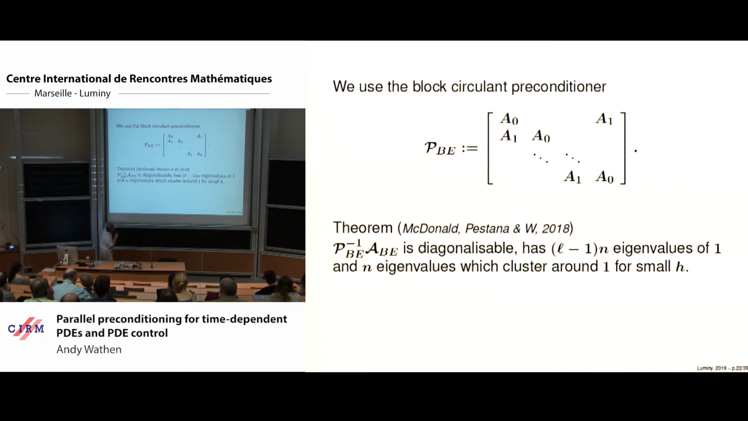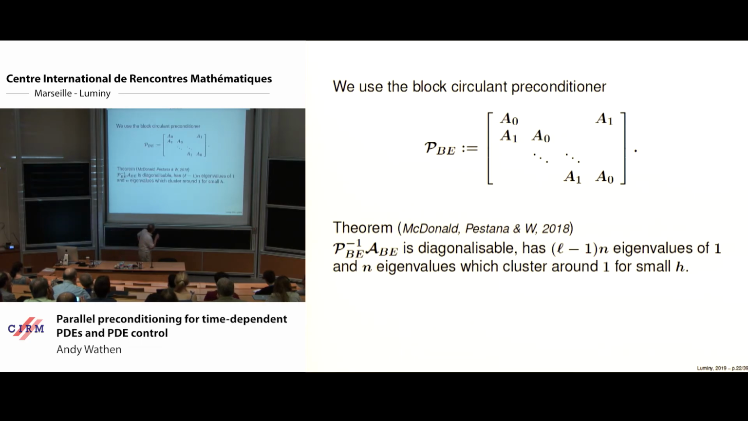Here's the theorem. This is what Elle, McDonald, and Pestana proved, basically. My name's also on the paper. So if you use this preconditioner for our backward Euler system, then the matrix is diagonalizable. That's the hardest thing to prove. There are 3 theorems, and that's the last theorem we prove in our paper. I've wrapped 3 theorems into one here.